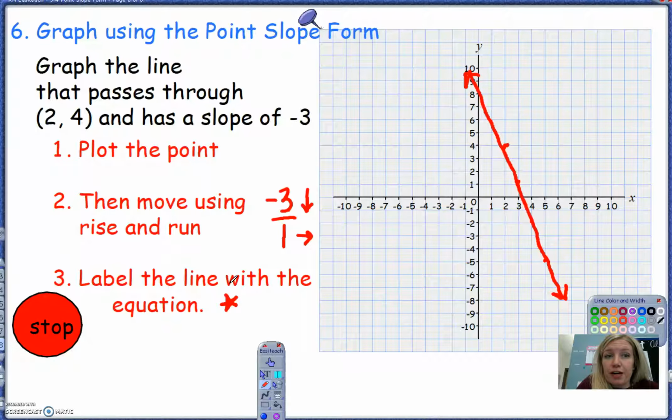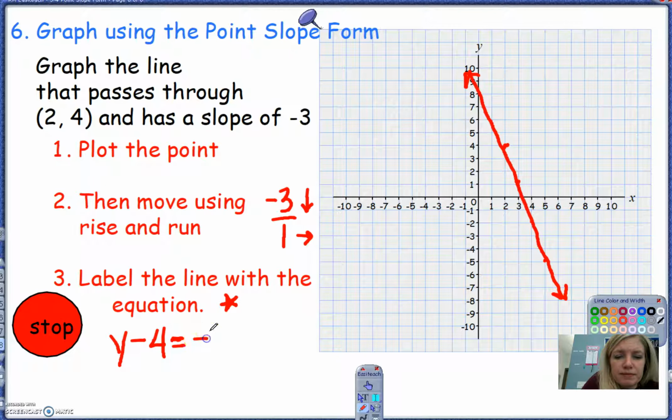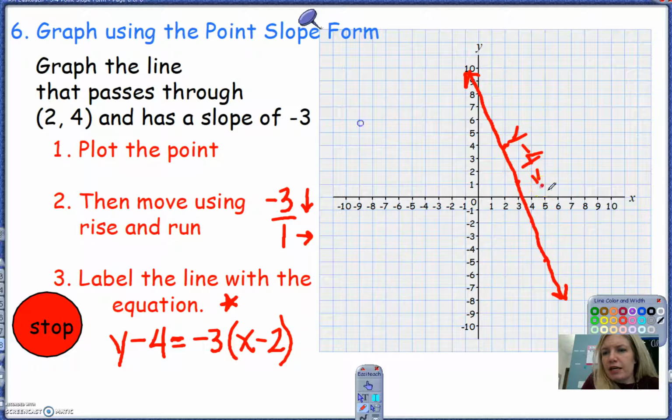So now we've got to figure out our equation. Well, we have y minus our y, which is 4, equals our slope, which is -3, times our x minus 2. And we're going to write that right along here. Y minus 4 equals -3, hopefully yours is much, much neater than mine, times x minus 2.